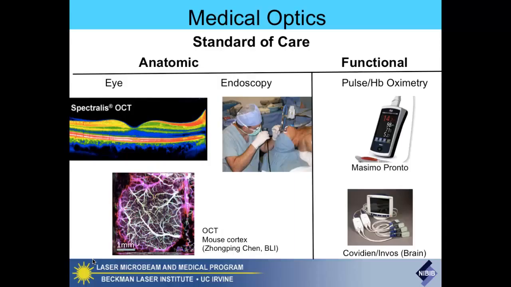So many diseases in the eye. Can anybody name some diseases in the eye, pathologies in the eye, where it would be beneficial to have a combination of retinal nerve fiber imaging as well as vascular imaging? What's the most common cause of blindness in people over the age of about 50?